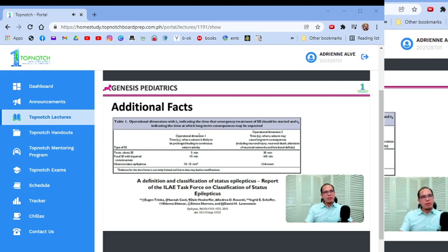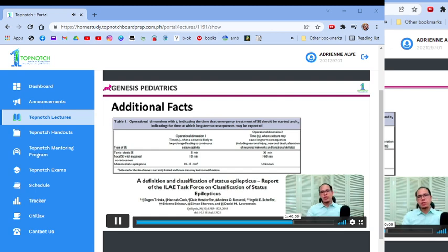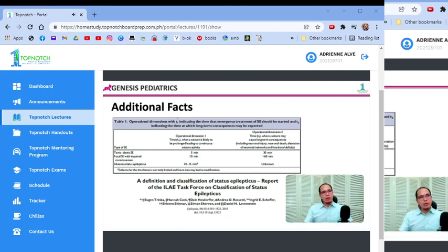We have an operational definition of your seizures. Pag sinabing operational definition, this is the time wherein you have to act and abolish the seizure. Try to abolish the seizure. Bakit? Okay? Because during this T1, operational dimension 1, okay, there's a high probability that the seizure will prolong and lead to status. And for T2, there's a high probability that the seizure may cause long-term sequelae or consequences.